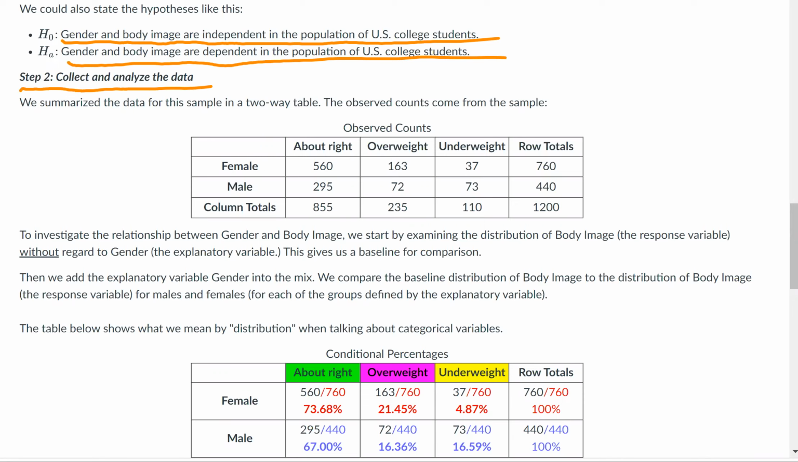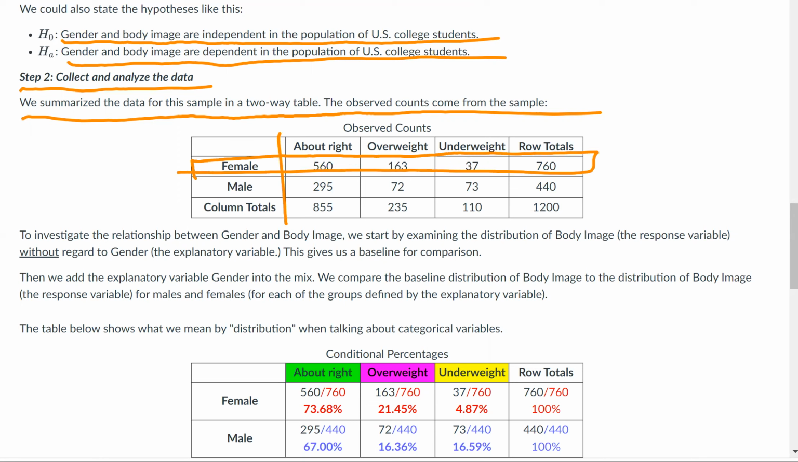Step 2 would be to collect and analyze the data. We summarize the data for this sample in a two-way table. The observed counts come from this sample. So this is the total number. I think we saw this back when we first looked at two-way tables. For females, which is the first row, the first column is whether you feel like your body image is about right. The next one is how many of them said underweight, how many said overweight, and then the total number of females that were polled here, 760.